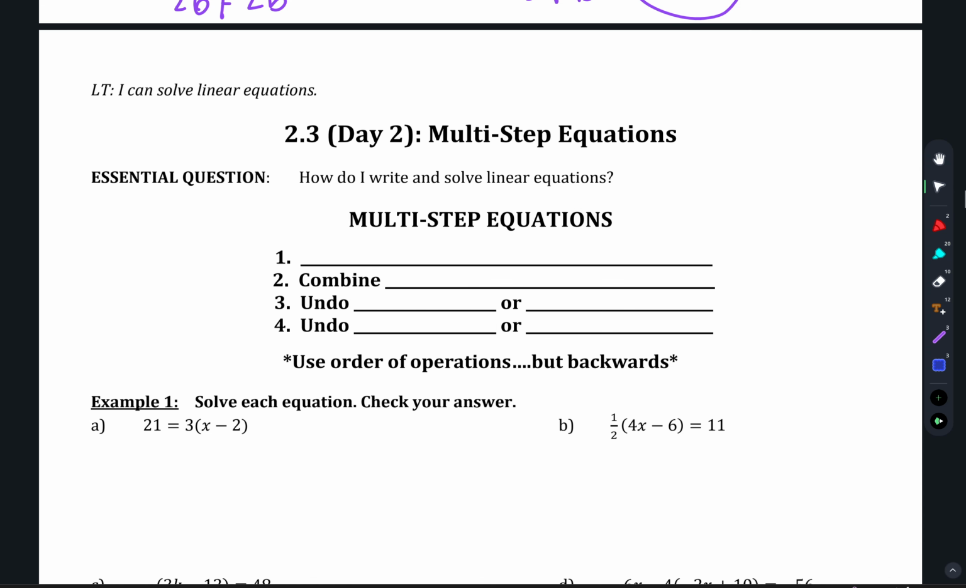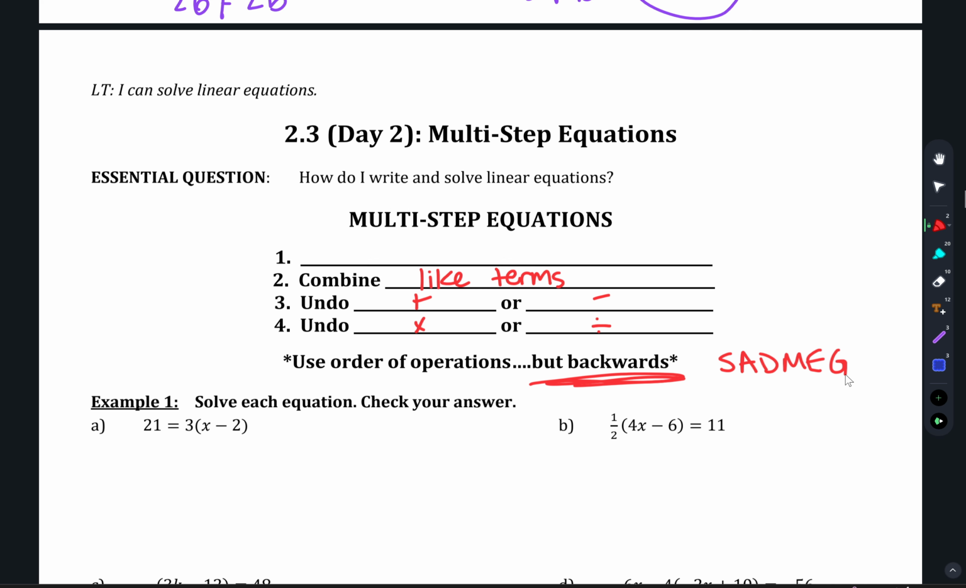Continuing kind of where we left off, right? We had all those steps from yesterday. Yesterday, we added the step combine like terms. And then we were doing undoing addition and subtraction, and then undoing multiplication and division. Basically, our backwards GEMDAS, which is SADMEG. That's what we did yesterday.